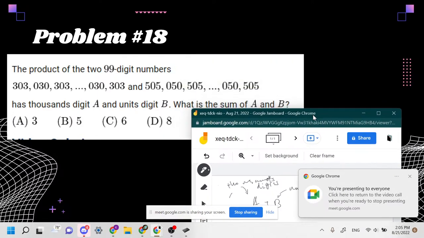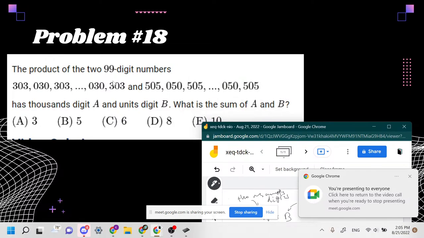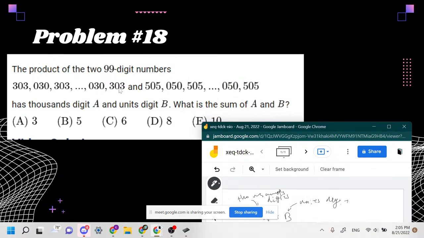Okay, I think I understand what you mean. When you're saying thousands digit, you're talking about the first number alternating between 3 and 0, right? So you're saying that this 0 is a thousands place, and you're just adding that to the units digit B, right?